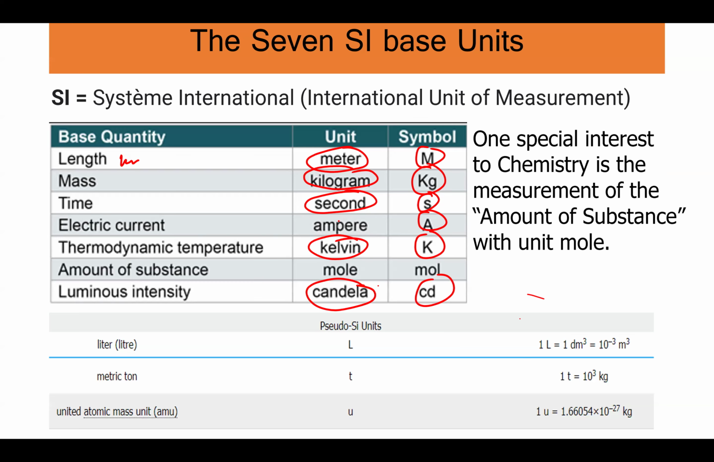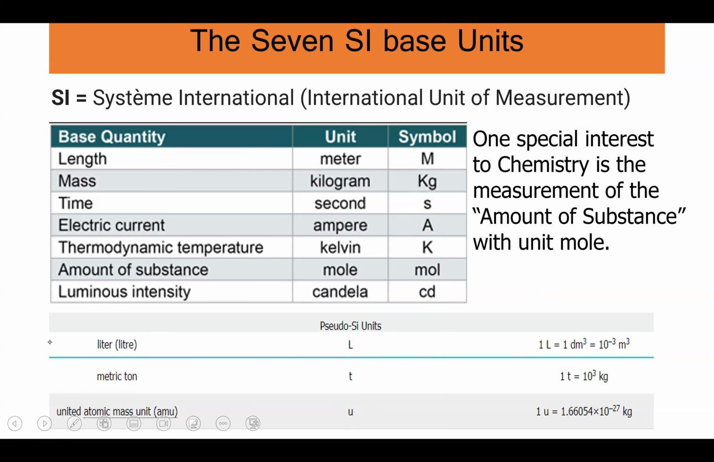But there are other almost-SI units, pseudo SI units. So for example, if you measure the volume of something, you use liter. If you want to measure atomic mass, they use the atomic mass unit, or amu, using the symbol u. So those are the 7 base units in the international system.